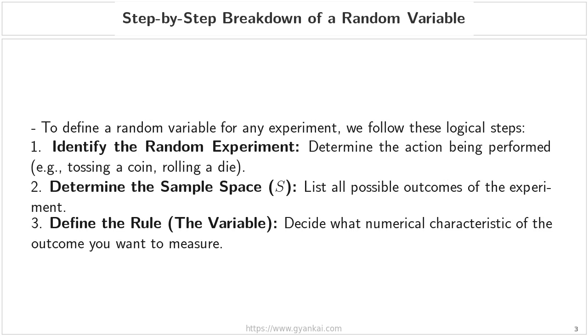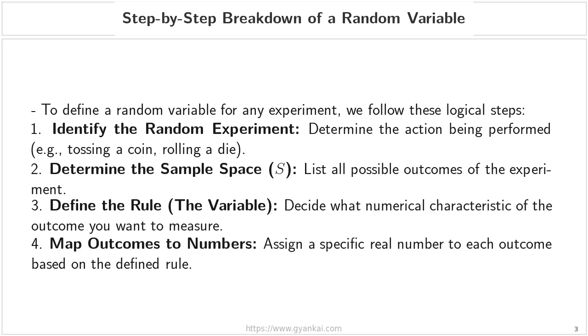Third, this is the most crucial part. You must define the rule, which is the actual variable part of the random variable. Here, you decide which numerical characteristic you are interested in measuring. Are you counting the number of heads? Are you looking at the difference between two values? You are setting the criteria here. And finally, the 4th step is to map outcomes to numbers. Using the rule you just created, you go through your sample space and assign a specific real number to each outcome. If you follow these 4 steps, you'll be able to transform any experiment into a mathematical function. To show you exactly how this works in practice, let's move on to some illustrative examples involving coin tosses.